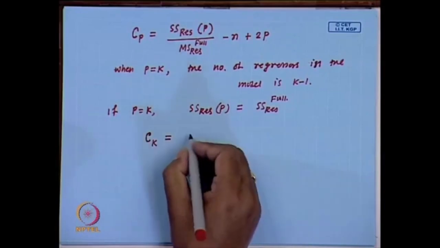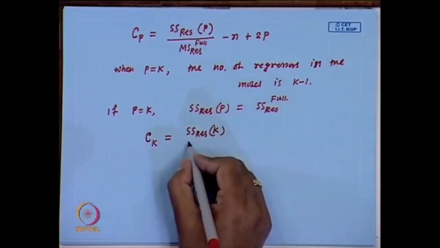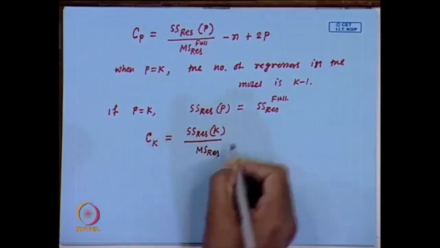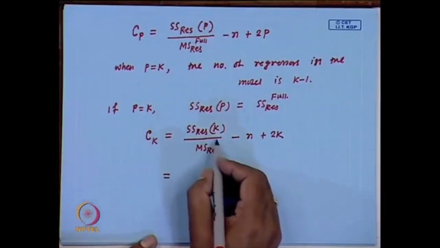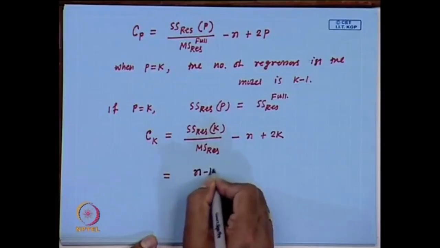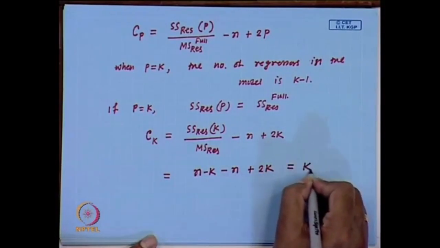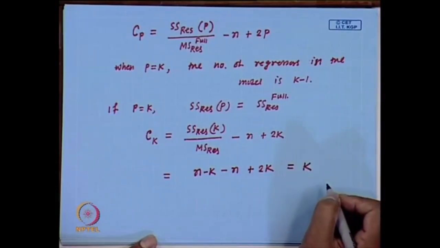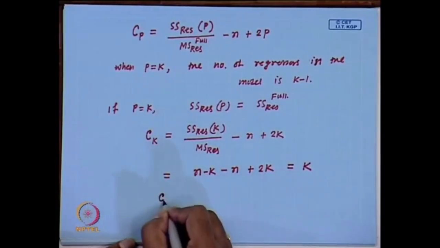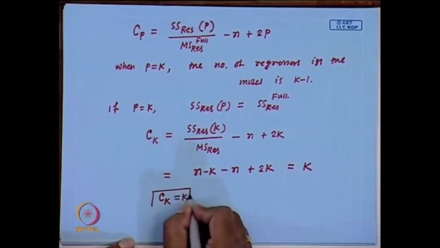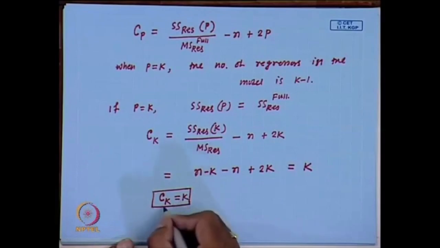So, Ck is for the full model. Ck is SS residual(k), that means the SS residual for the full model, divided by MS residual, minus n plus 2k. Here this is nothing but n minus k minus n plus 2k, which is equal to k. So what we observed is that for p equal to k, Ck equals k. That means for the full model, the Ck value is equal to k.